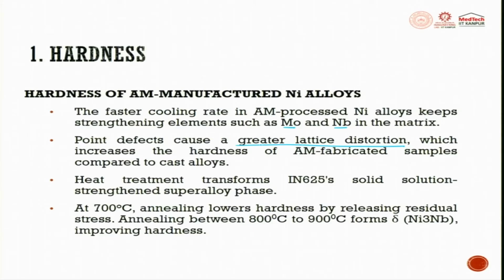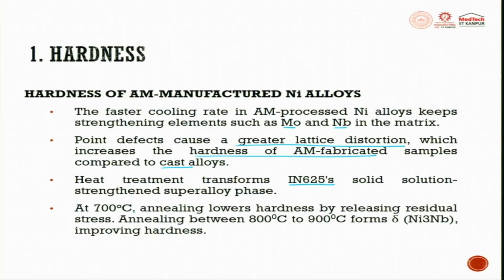The point defects cause a greater lattice distortion, which increases the hardness of AM fabricated samples as compared to that of your cast alloy. Heat treatment transforms the IN 625 solid solution strengthened superalloy phases.